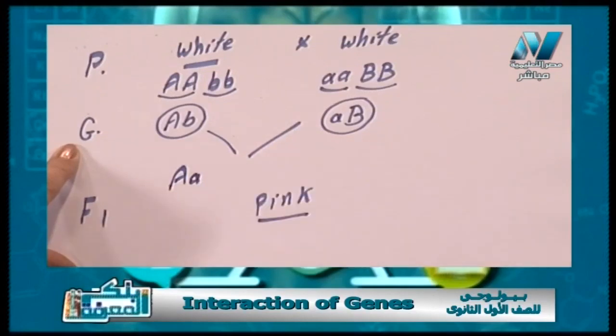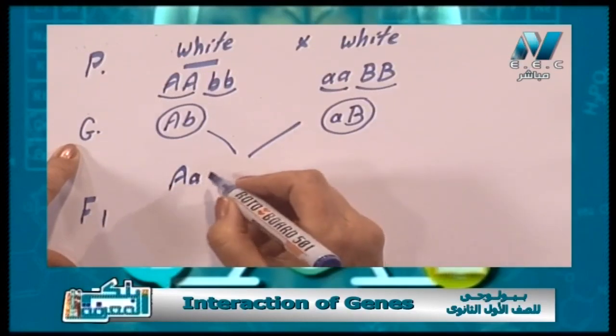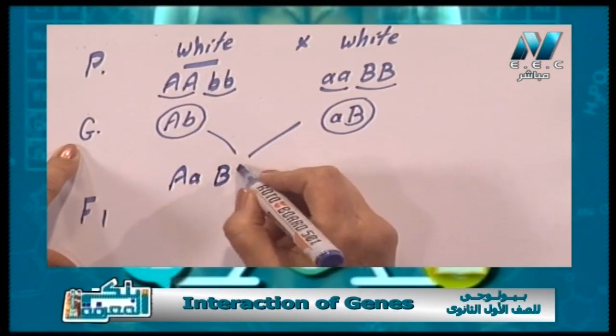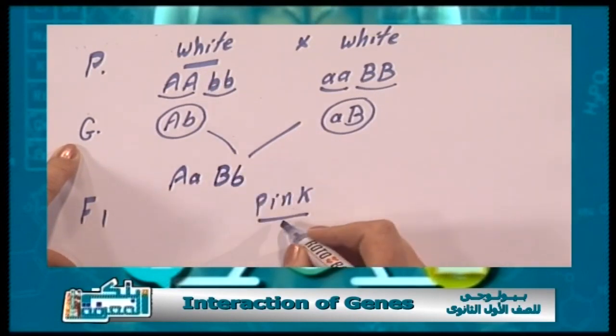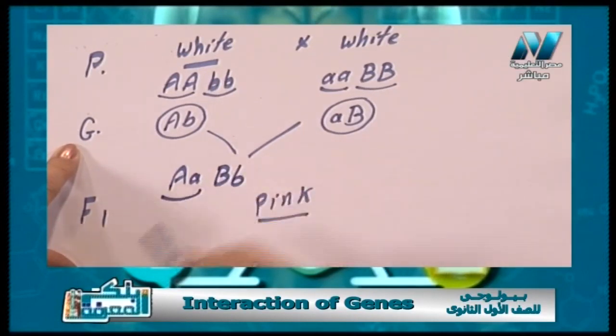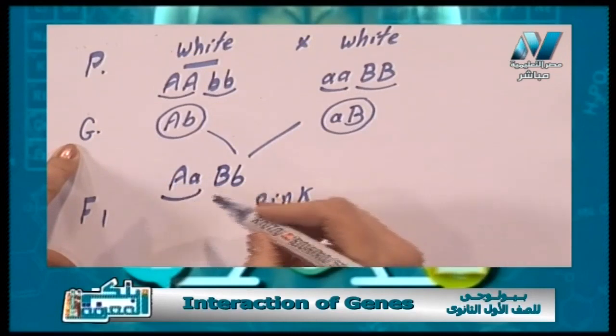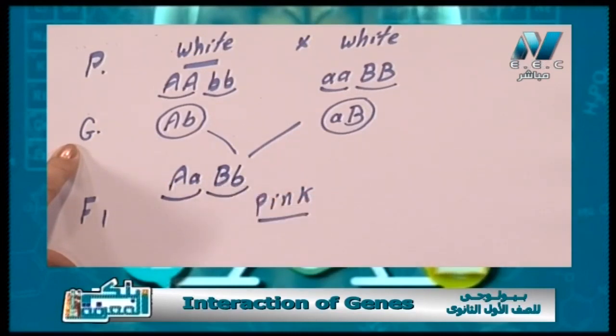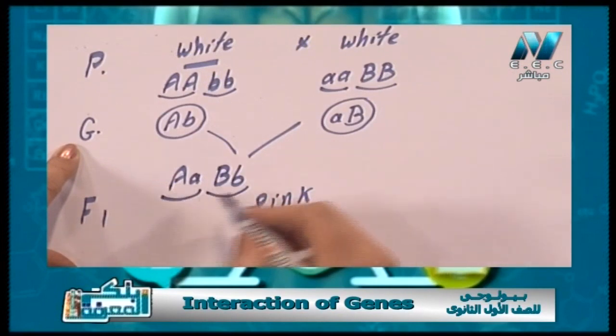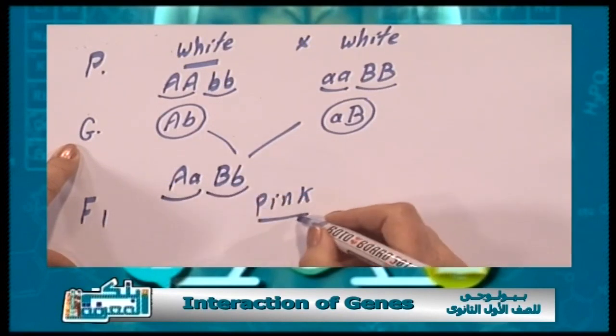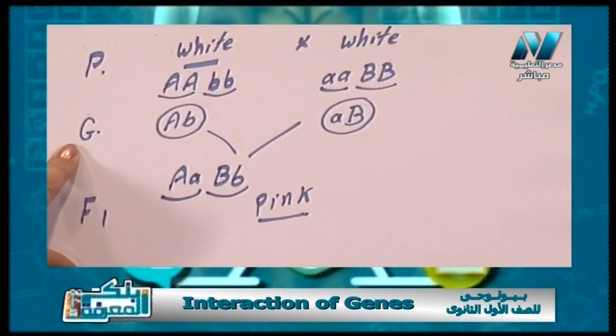As we see here, A capital with A small, B capital with B small. Why are they pink? Because in the first pair there is a dominant gene, and in the second pair there is a dominant gene as well. So both complete the function of each other to produce the pink color.